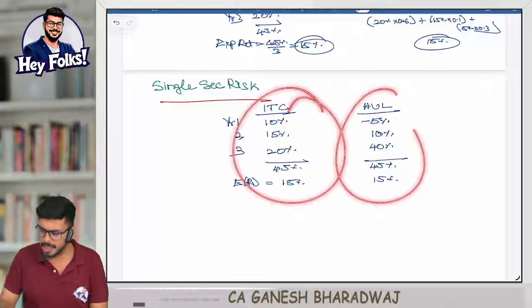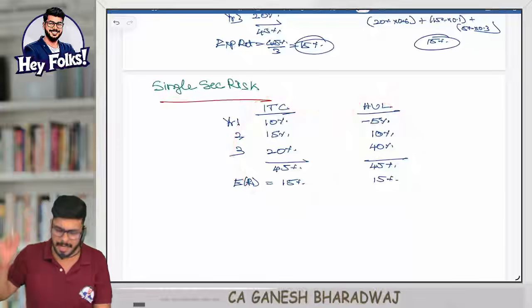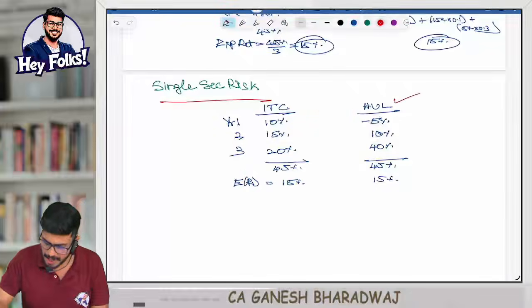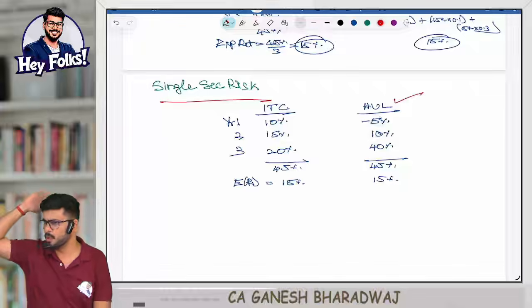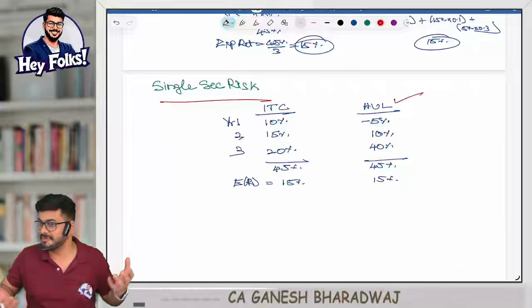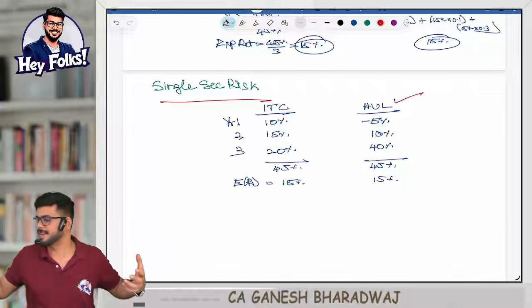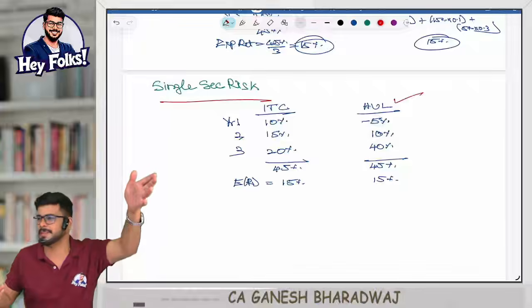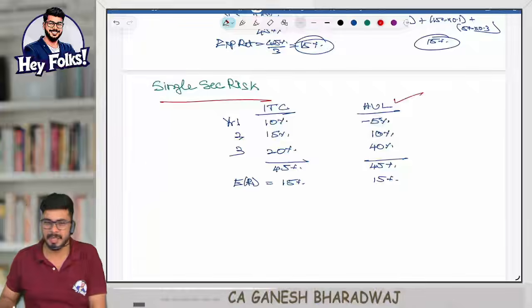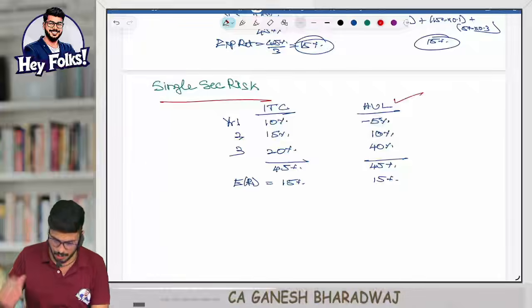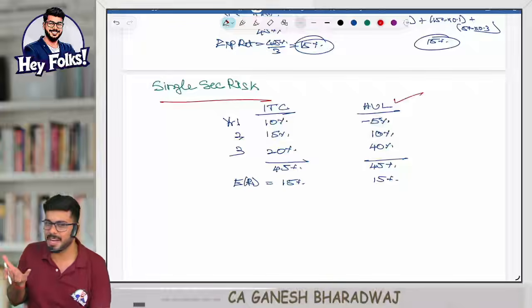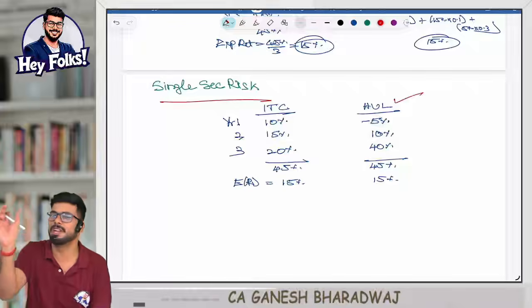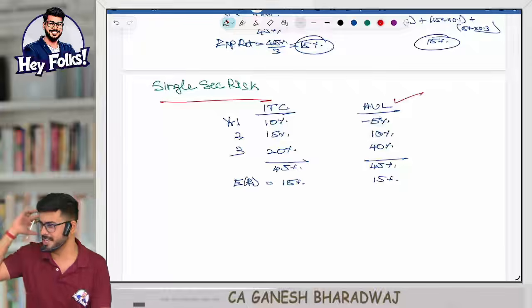So between the two, are we on a clear agreement that HUL is riskier as compared to ITC? Guys, getting it? Why? The volatility is more. The deviation is more. Deviation from what? From what I expected. Are you all able to understand? So now, sir, we understood that HUL is riskier. But how to calculate risk and put it into a number is what we are going to see right now.